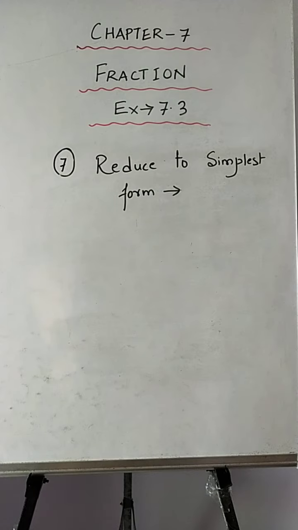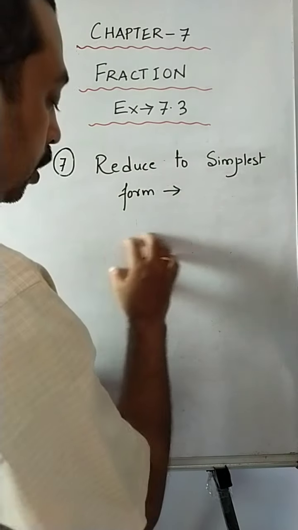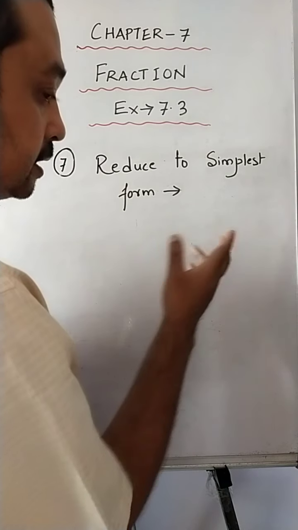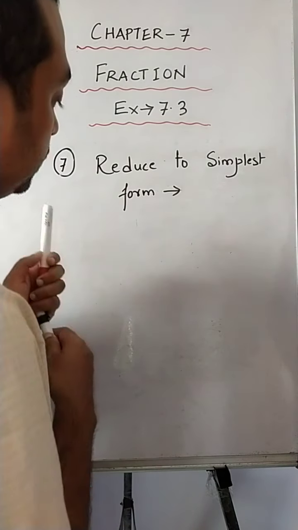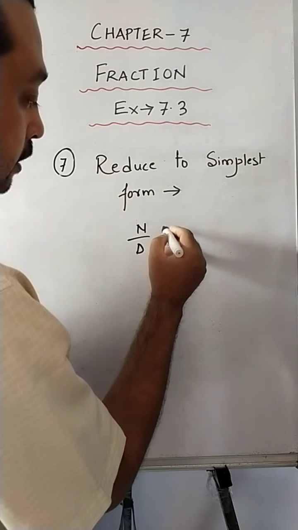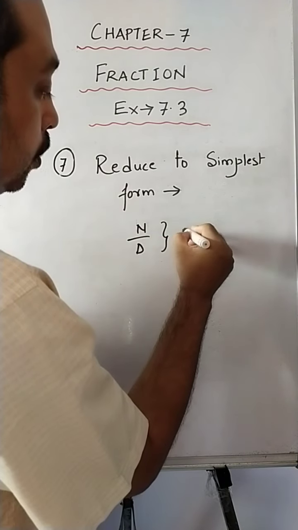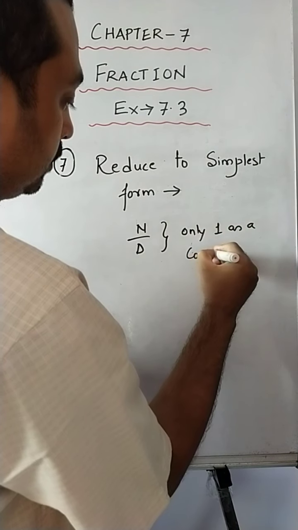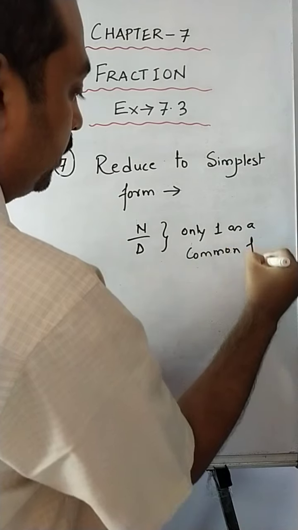In question number 7, we have to reduce the following fractions into the simplest form. Now what is the simplest form? Alright, you all know how to reduce a fraction. Now how will you understand that this is the simplest form? The time when you reach a point where you see the numerator and the denominator share only 1 as a common factor.